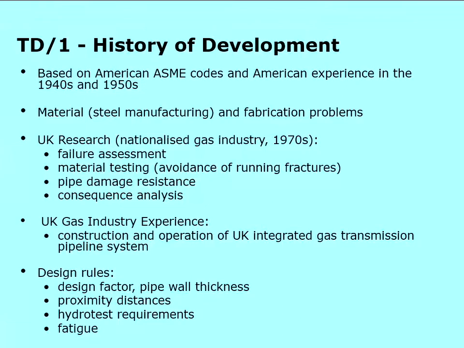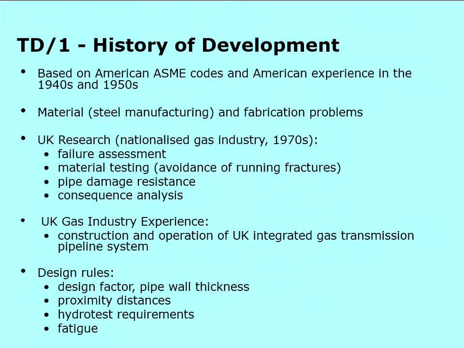One of the learning points was what we talked about earlier, where there was a failure of the pipeline at Yarm because the construction machinery hadn't been controlled on site and damaged the pipeline after it had been tested. The key design rules which were established, which are important because these were established during the research predominantly in the 1970s, but they still apply today: design factor and wall thickness, proximity distances for occupied buildings in the vicinity of the pipeline, hydro test requirements, and fatigue.